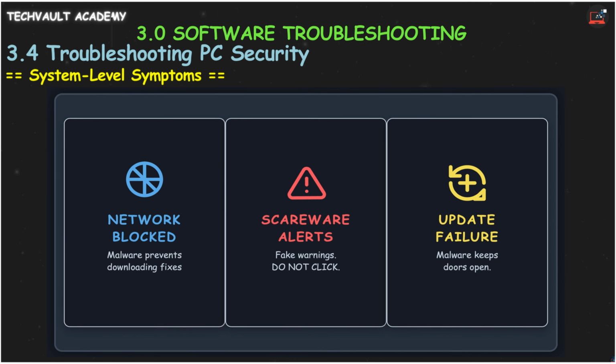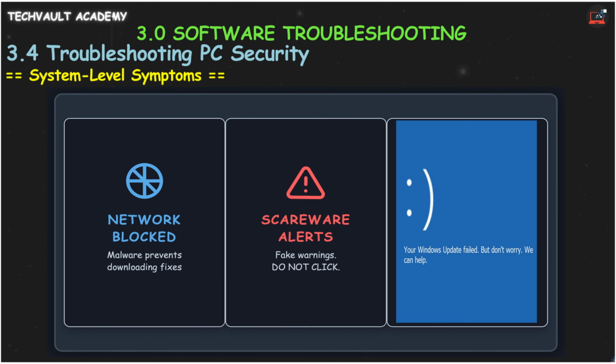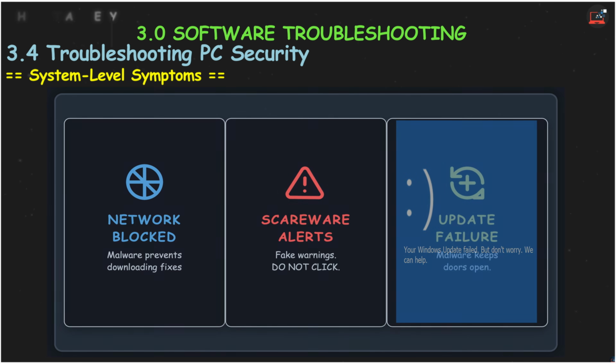Another sign of a deep infection is when your files start acting strange. If system files are renamed, missing, or if you are suddenly denied access to your own documents, you likely have a serious breach. We also see issues with OS updates. Malware knows that updates patch security holes, so it will often block the update service to keep those doors open. If your updates act up, check your connectivity and firewall settings first.